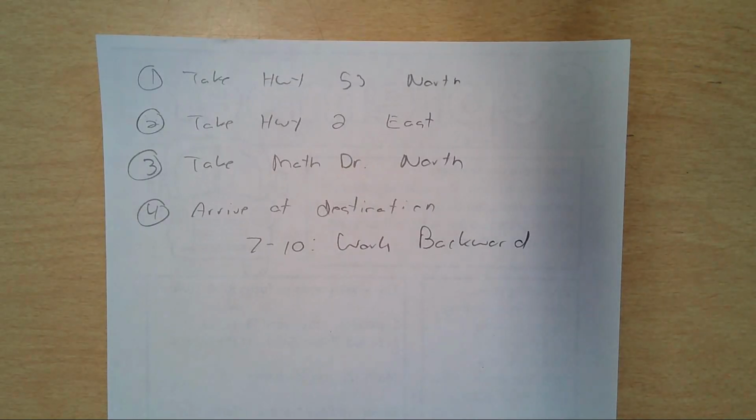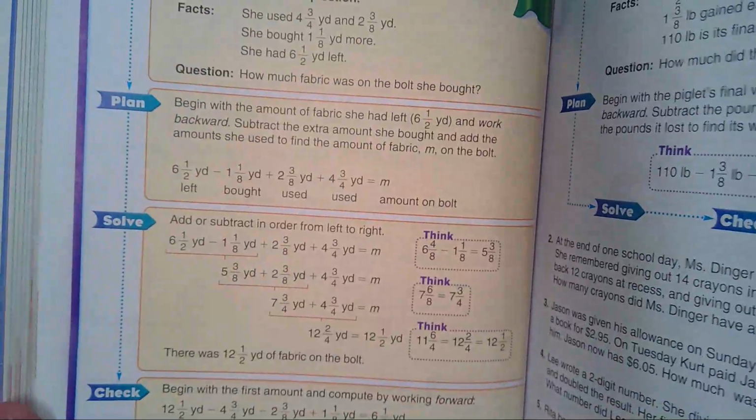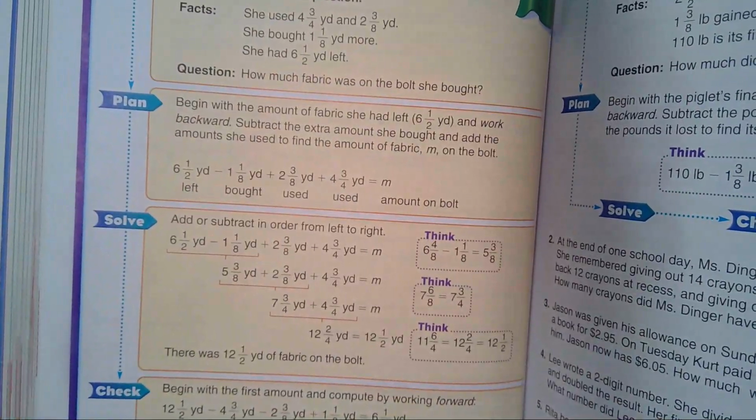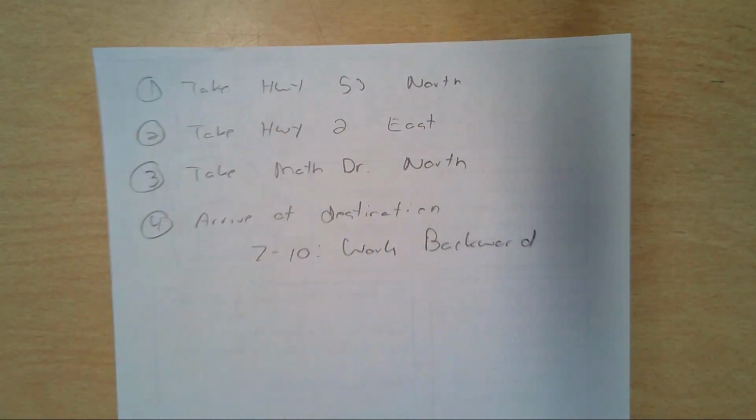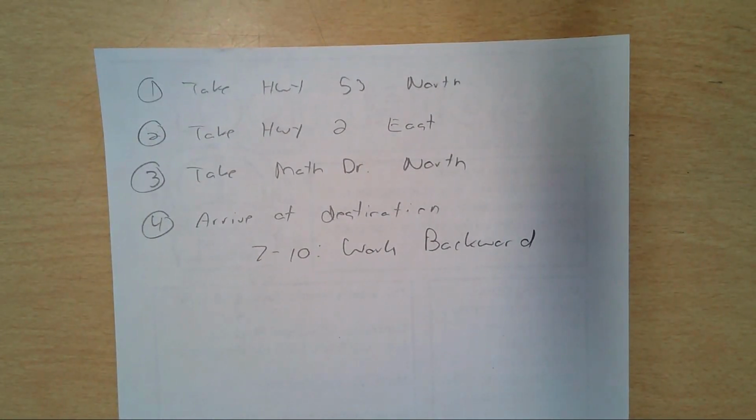Okay, 710, work backwards, page 240. We're going to look at this problem a little bit, just kind of talk it out here, how this works. And then we got some we can try on our other side. Working backwards, what does that mean? Generally, what that means is you'll know the end, but trying to figure out where you started.